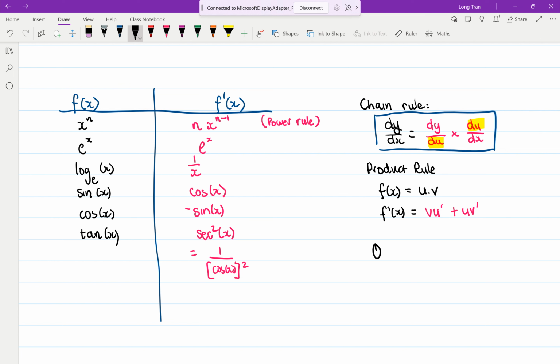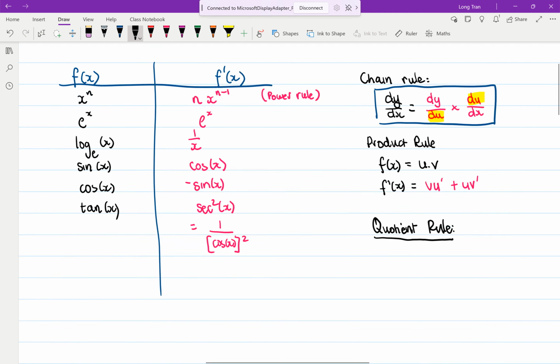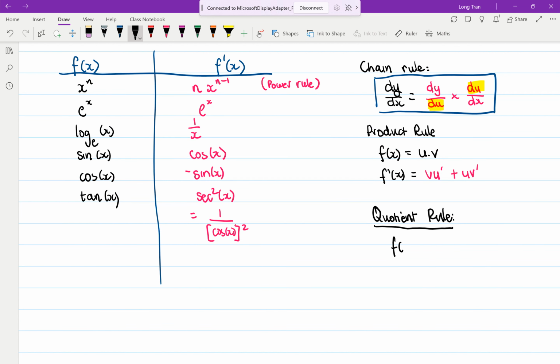So for those who are interested, again, you're not going to be required this year to know the quotient rule, but for those who are interested, especially if you're doing these questions here, you can do product rule, but quotient will make it faster. This is your quotient rule.